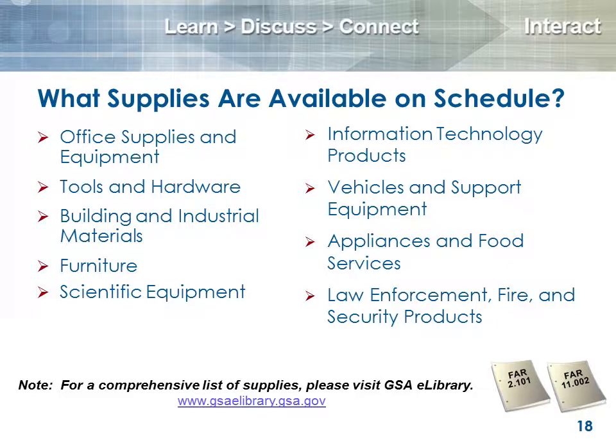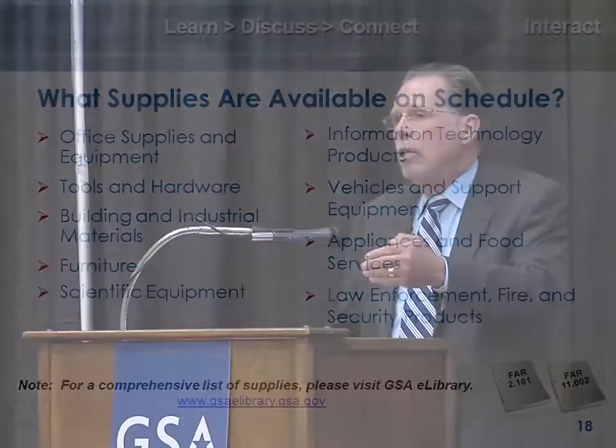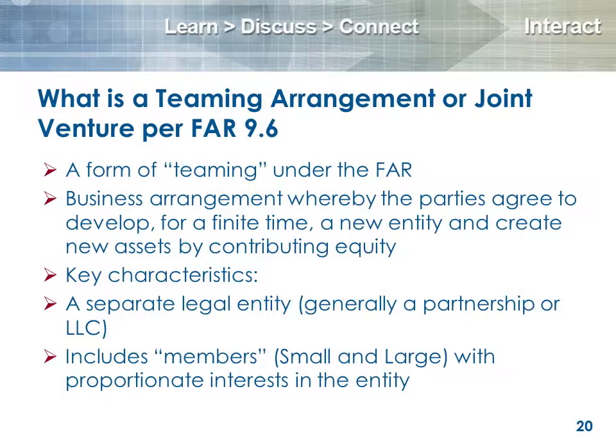Office supplies and equipment is in New York. Tools and hardware in Kansas City. Vehicles and IT is in Washington, D.C. When we speak about furniture, that's in Philadelphia, Pennsylvania. And so they are centers of excellence when it comes to the type of procurements that they handle, that they award at the scheduled contract level. And so we have expertise in those arenas. But let's talk about using schedules, using these vehicles in a contractor team arrangement.